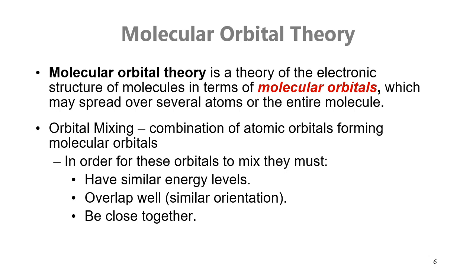A bit about the definition: MOT is a theory of the electronic structure of molecules in terms of molecular orbitals, which may spread over several atoms or the entire molecule. It includes orbital mixing, which is a combination of atomic orbitals forming molecular orbitals. You will see it in the next slide.